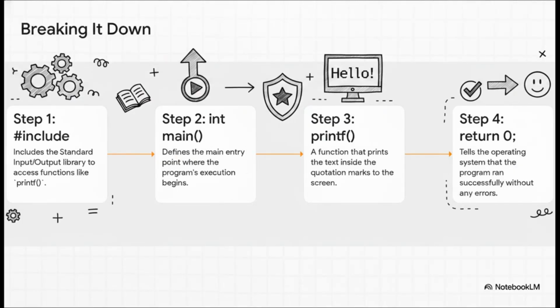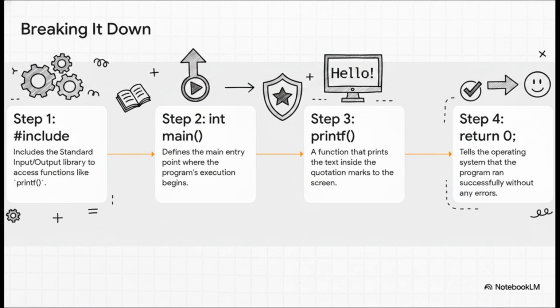This little program actually uses everything we've just talked about. Let's break this down line by line. First, that #include <stdio.h> line tells the compiler to include a library of tools for standard input and output. This is what gives us access to cool, pre-written functions, like the one in step 3. Next, int main. There it is again. That's our program's official starting line.